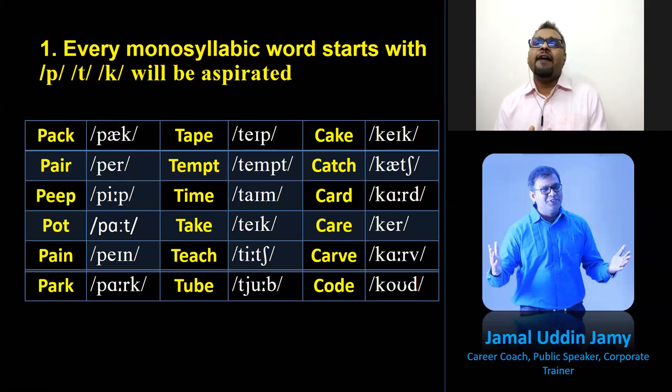If you want to have the mastery of these sounds, you can just shut the door and do not allow anyone to come inside. And you can shout out these sounds like this: pack, pair, pip, pop, ping, perk, tape, temp, time, take, teach, tube, cake, catch, curd, care, curb, code. If you do it more and more, the obstacles will be removed automatically and you'll be able to produce the correct pronunciation of these particular sounds.